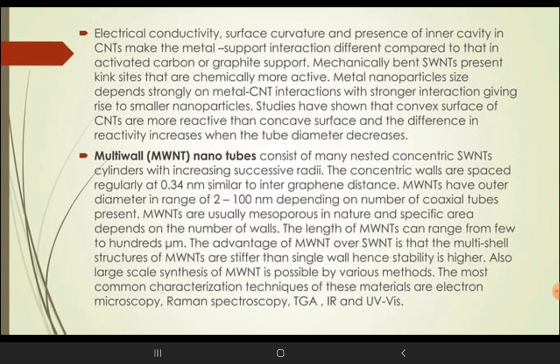The most common characterization techniques for these materials are electron microscopy, Raman spectroscopy, TGA, IR, and UV-vis.